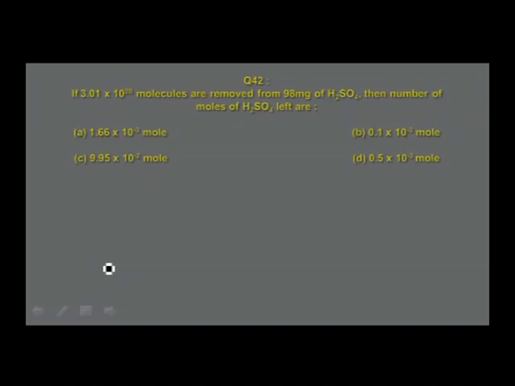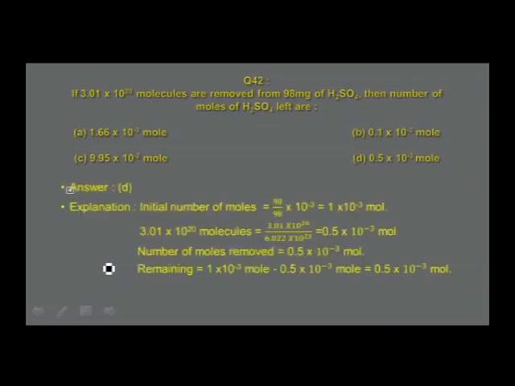How to convert that molecules into mass? As I told you, the formula to be used: Avogadro number of molecules weighs molar mass. Using that formula, see, this is how I have worked out. For 98 milligrams of sulfuric acid, how many moles you get? 98 milligrams, converted that into grams, it is found to be 98 into 10 power minus 3 by molar mass, that is 98, which is equal to 1 into 10 power minus 3 moles.